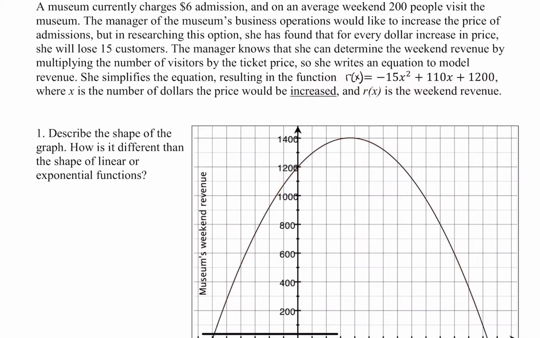And this models the revenue for this weekend, for this museum's weekend visitors, where x is the number of dollars the price would be increased. And again, this is our weekend revenue.